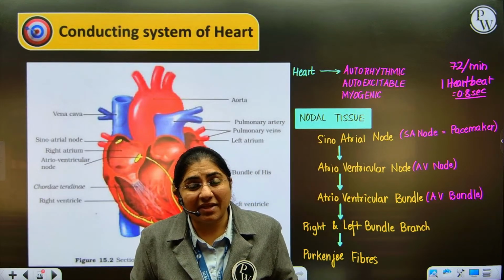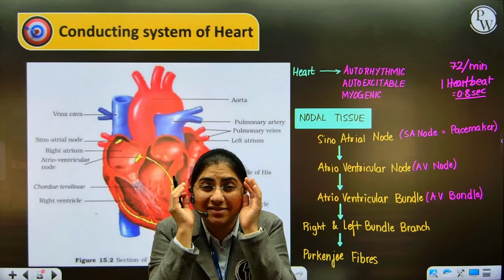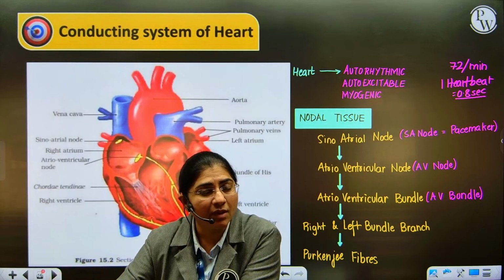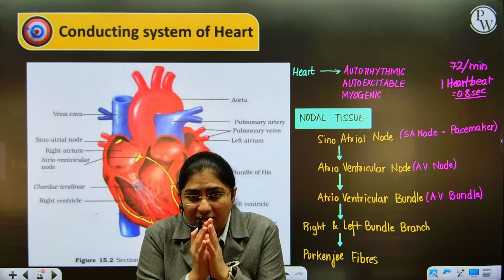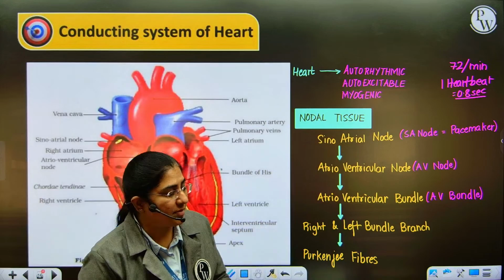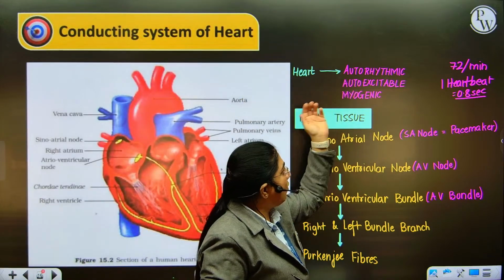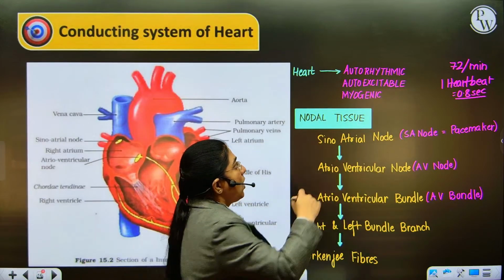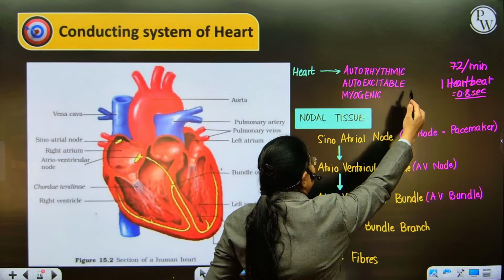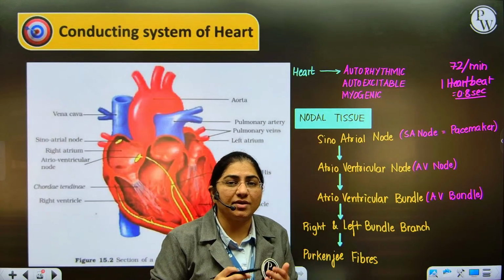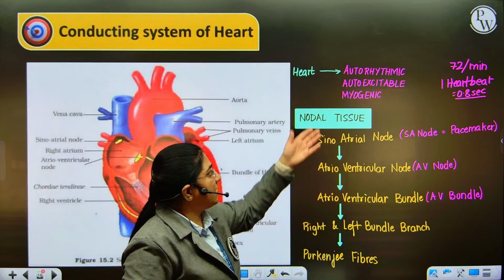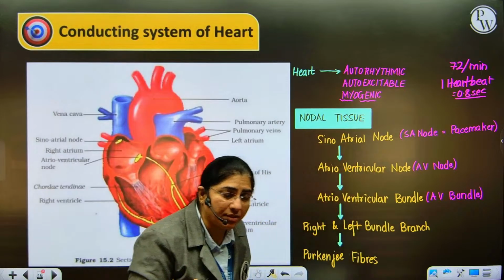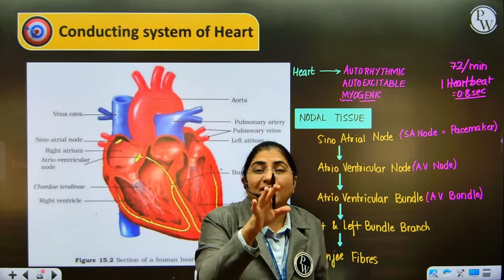Now my dear children, tell me, every 0.8 second, is it feasible for the brain to send a signal again and again to the heart, beat, beat, beat? Difficult. Our brain will literally get tired. So what God has done is made the heart autorhythmic, auto-excitable, myogenic. Now what do we mean by these terms? Auto-rhythmic, auto-excitable means it has the capacity to generate its own impulse on its own. It's myogenic. Myo means muscle, genic means genesis, production, meaning it has the capacity to produce its own impulses.